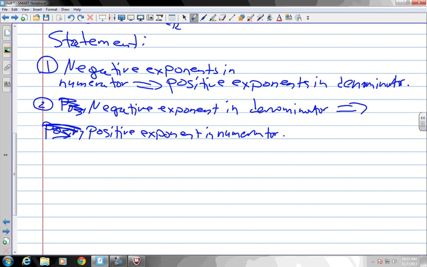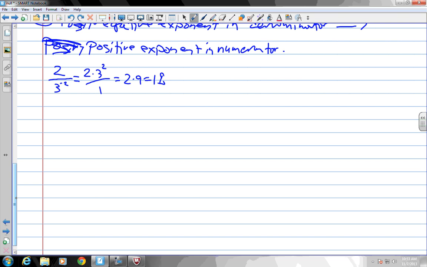So, for example, if I have something like 2 over 3 to the negative second power, I see a negative exponent in the denominator. I can move it to the numerator. And then there's nothing left in the denominator. So this becomes 2 times 3 squared over 1. So the negative in the denominator becomes positive in the numerator. So that's 2 times 9 equals 18. Okay?